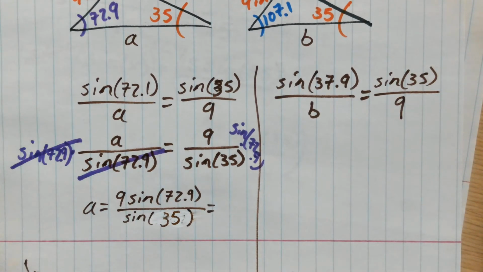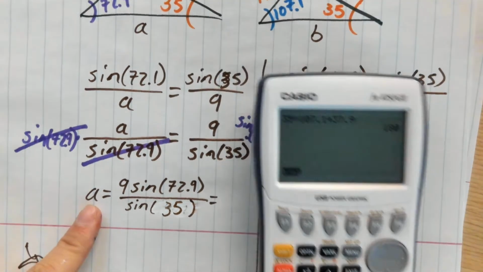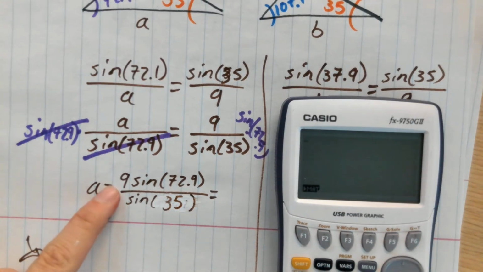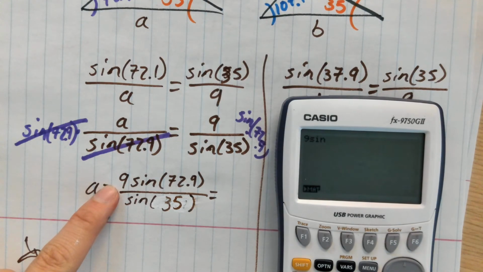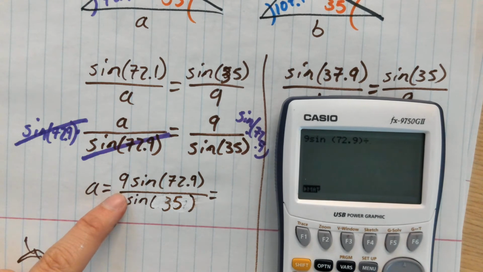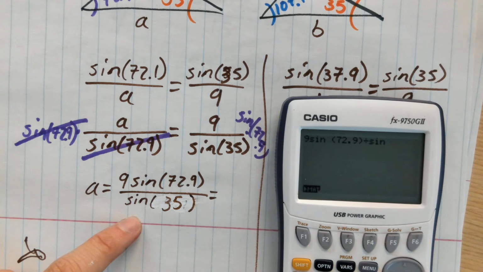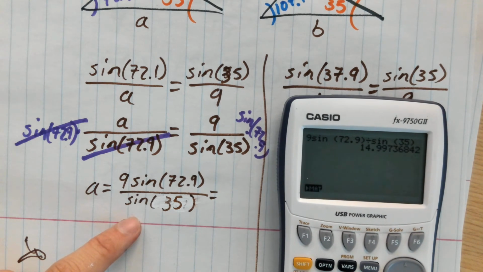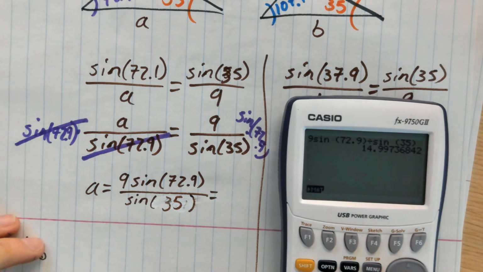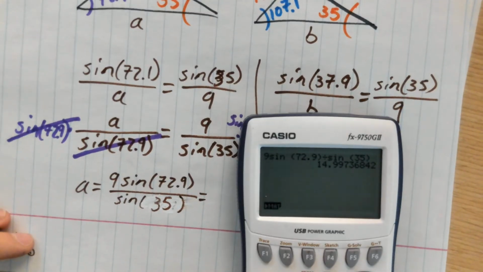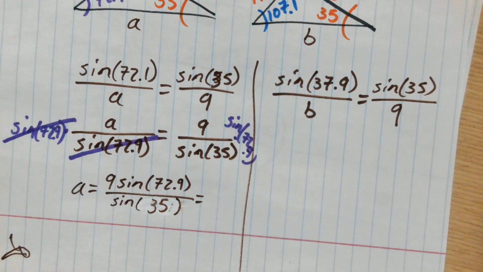There you go. Once A is by itself, now you can put all of this in the calculator. So it's 9 sine of 72.1, and then that divided by sine of 35, and we get 14.99. If you round to the nearest tenth, that'll be 15. So technically, A equals 15.